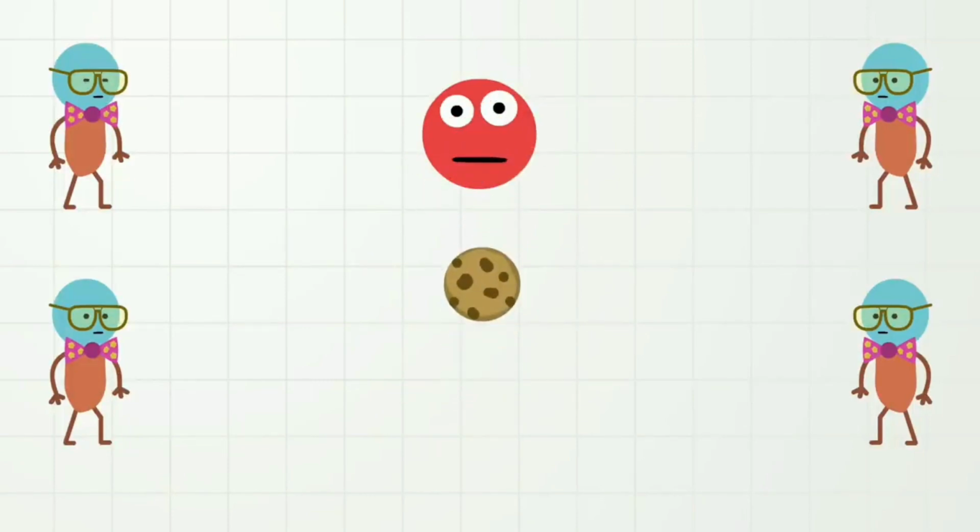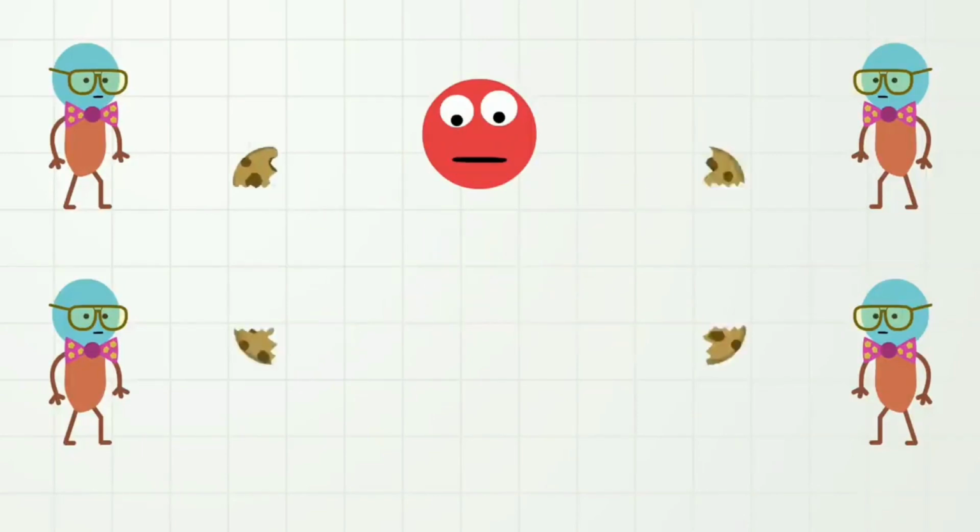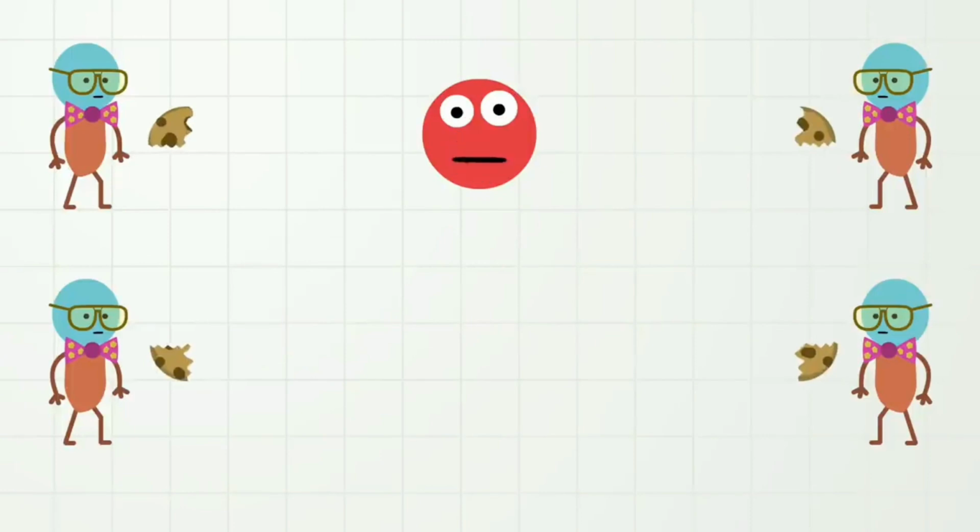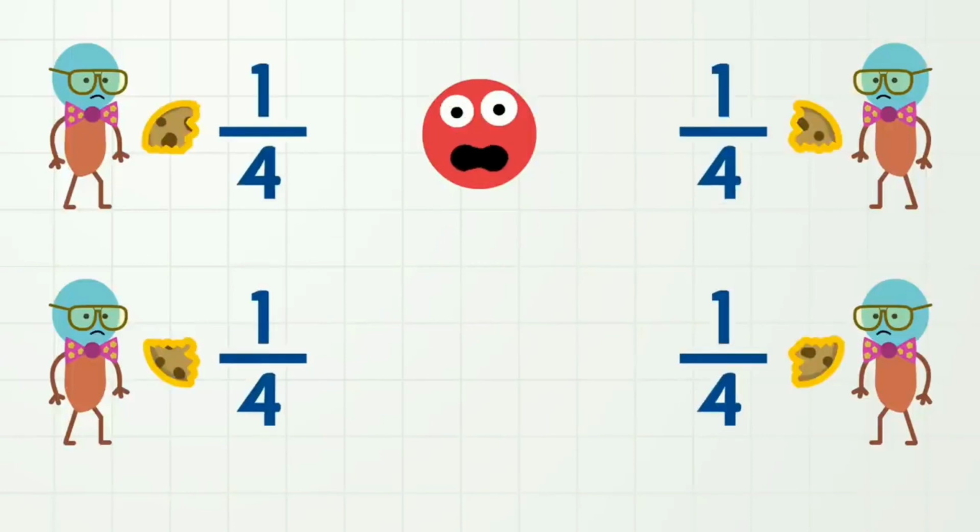Okay, now what happens if 5 more of the cookies disappear? Well, that means we only have 1 cookie left. Let's try and share them. Hey, how can we share 1 cookie fairly? It looks like we're going to have to make some fractions and break the cookie into quarters. Now, each Kevin has 1/4 of a cookie. Don't be sad, Kevins. You got 1/4 of a cookie.